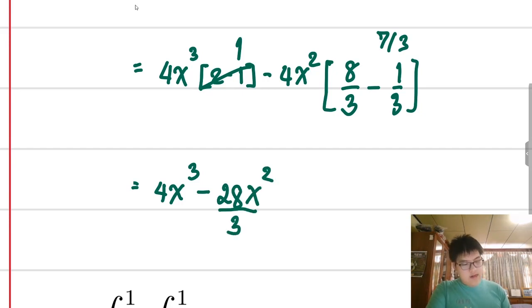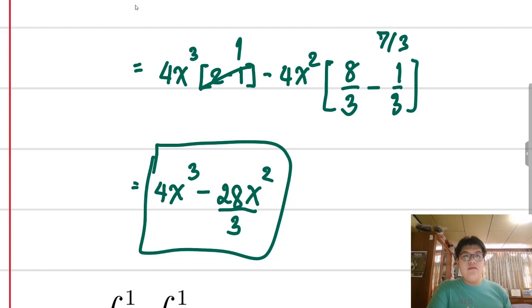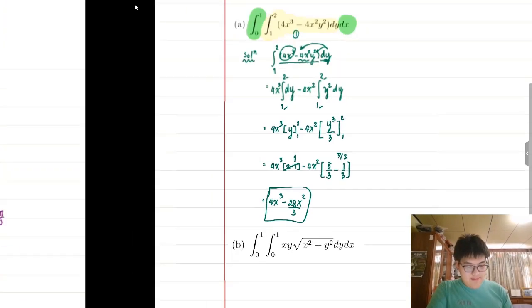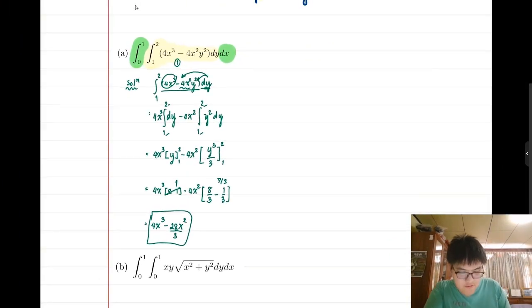Squared over 3, like this. And then you can write the answer here. Don't stop the answer here, because you must not forget to do the outer integral with the result that you got from the inside. We will do it next. Okay, right? We will need some more space.